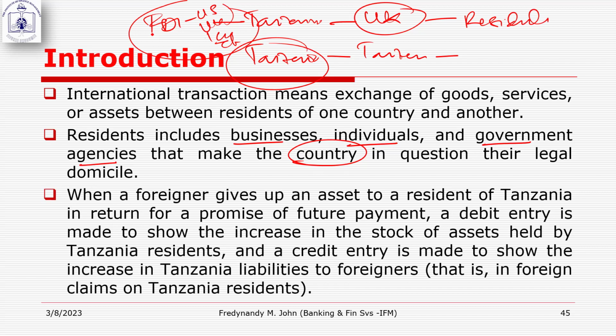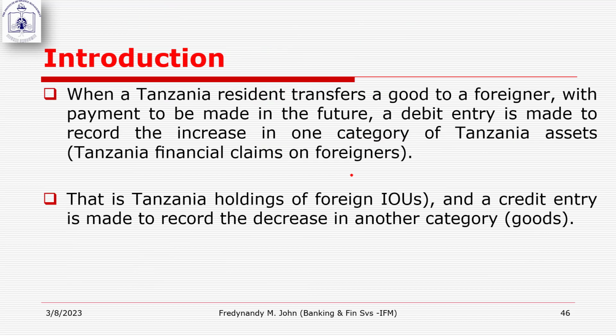Therefore, when a foreigner gives up an asset to a resident of Tanzania in return for a promise of future payment, a debit entry is made to show the increase in the stock of assets held by the Tanzanian resident, and a credit entry is made to show the increase in Tanzania's liabilities to the foreigner. Simply said, there is an inflow and outflow of an asset. Therefore, it has to be recorded in the balance of payment. More on this in the coming slides.